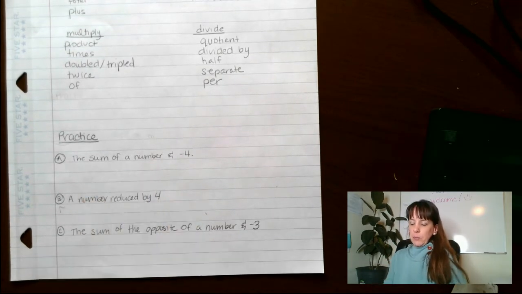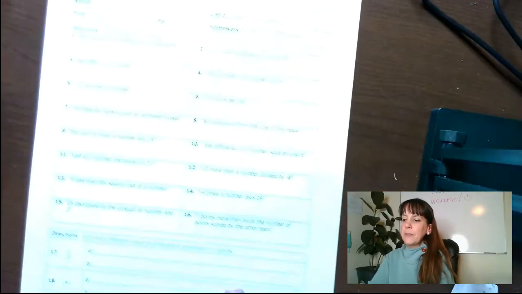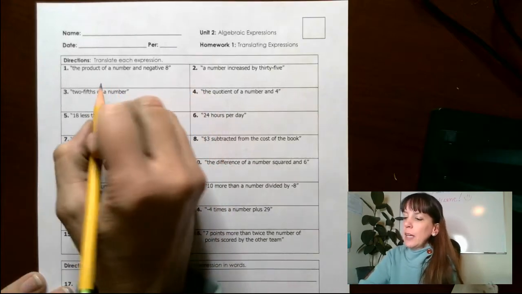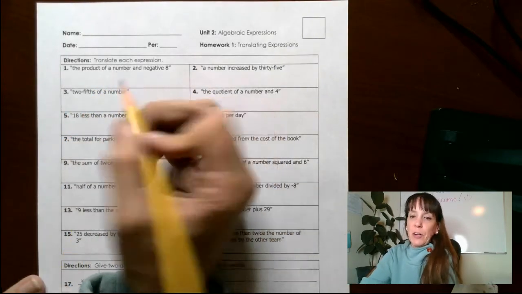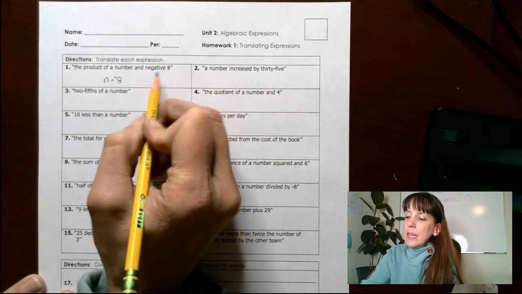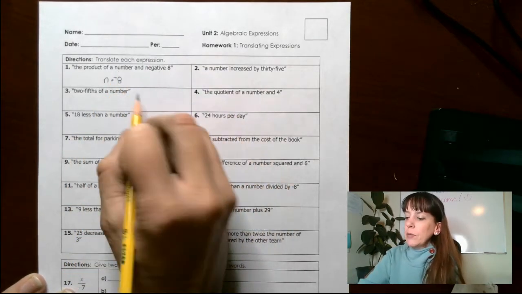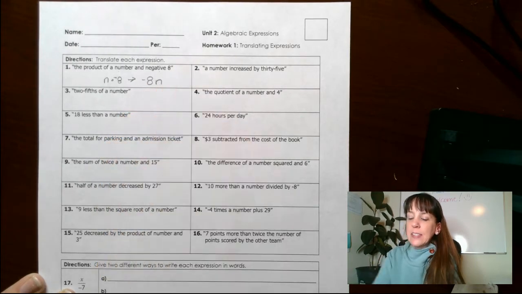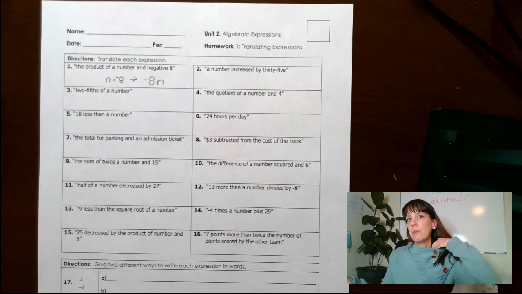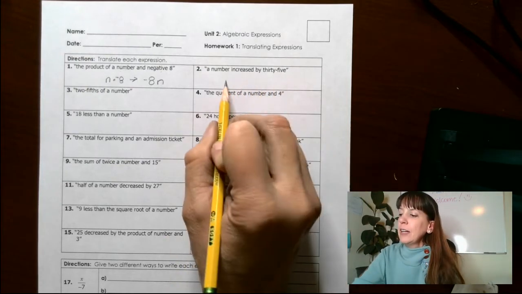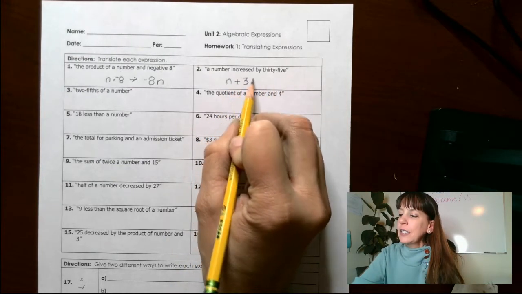I wanna do some other problems that we can practice together, and I didn't wanna write them all out, so I'm gonna do this list instead. The product of a number and -8. Product means multiply. Number means just pick a variable. I use n. We want to make sure that we've got our -8 and then n, because we don't use a dot or anything in between when we have numbers and variables. All right, a number increased by 35, n plus 35.